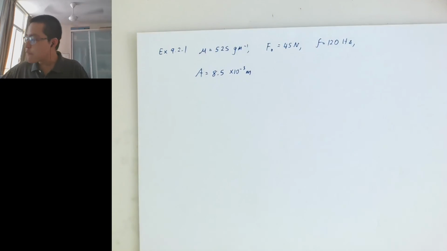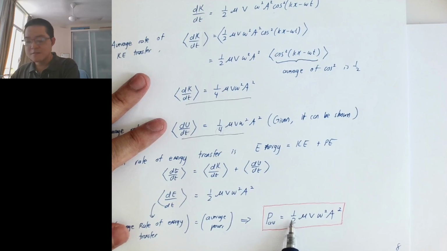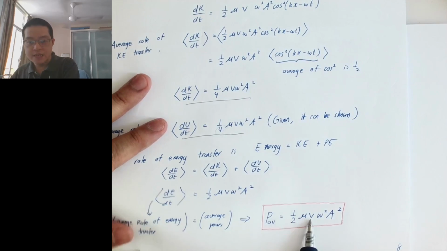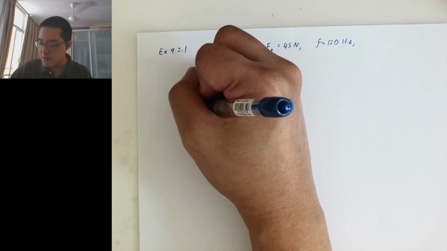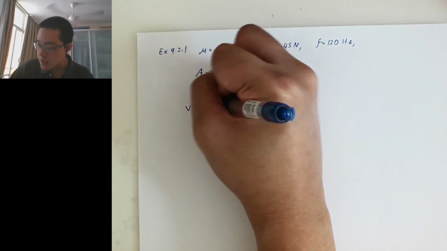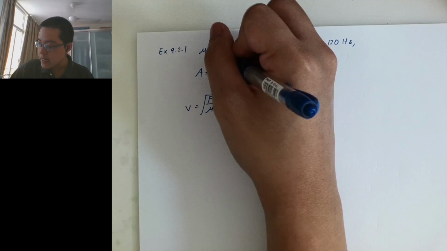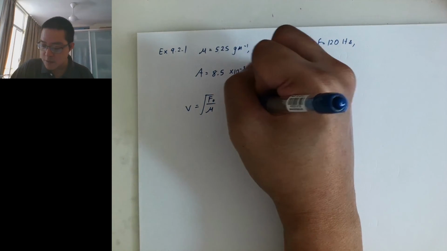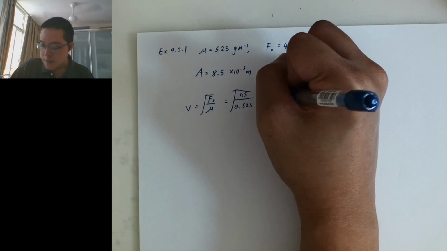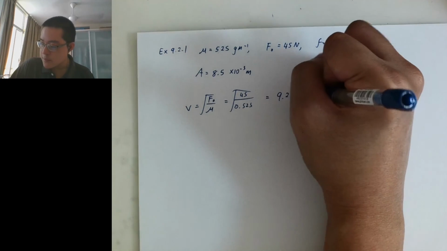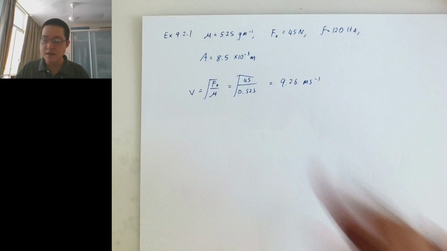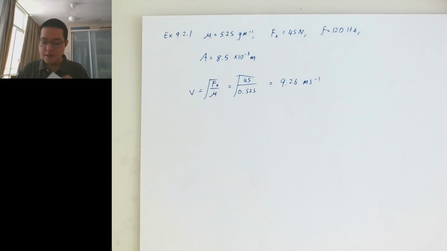These are the information given. Our formula for power transmitted contains a v, so I need to calculate v first. The v is given by the square root of tension over mass per length. We put in 45, and the mass per length is 0.525 kg per meter. So this is 9.26 meters per second. The speed along the string is 9.26 meters per second.